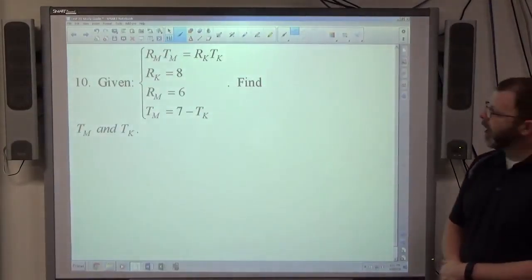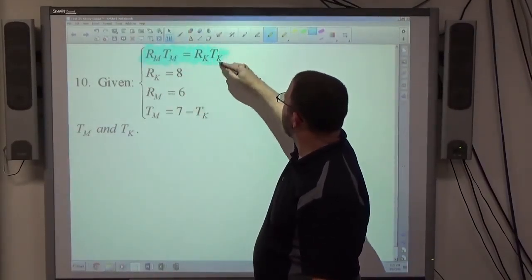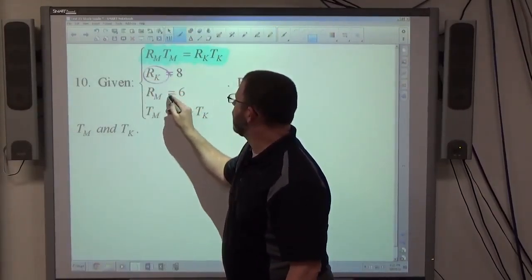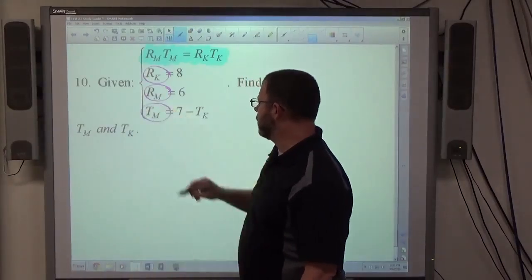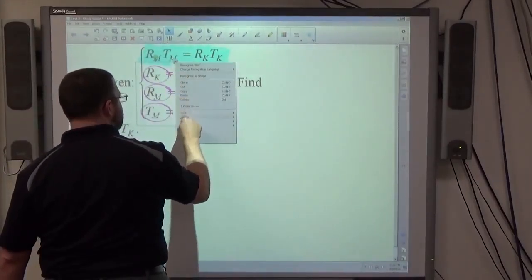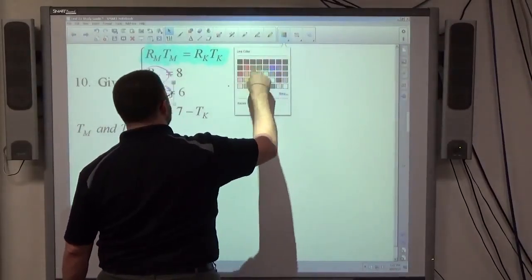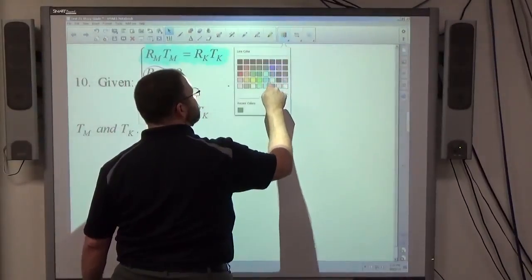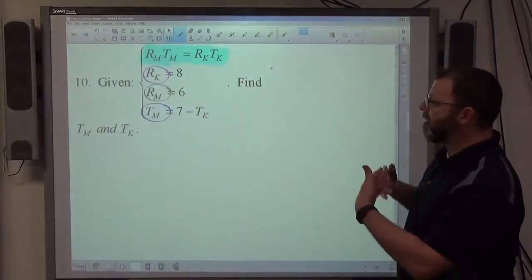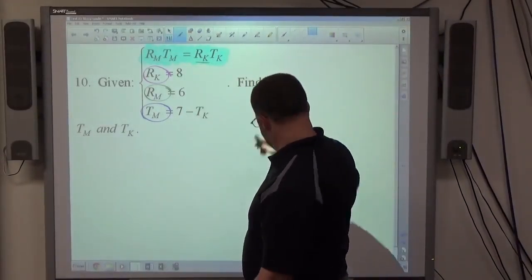Number 10, we got a main equation on top here, r sub m t sub m equals r sub k t sub k. And then we got some substituting equations down at the bottom. R sub k is equal to something else, r sub m is equal to something else, t sub m is equal to something else. So those three things circled in purple, green, and blue have different versions of themselves. So going back up to the main equation, r sub k has, oops, that should be purple instead of green. Let me try it again.